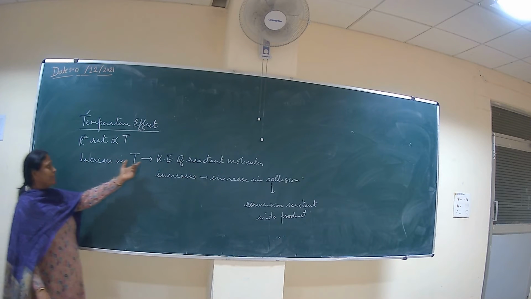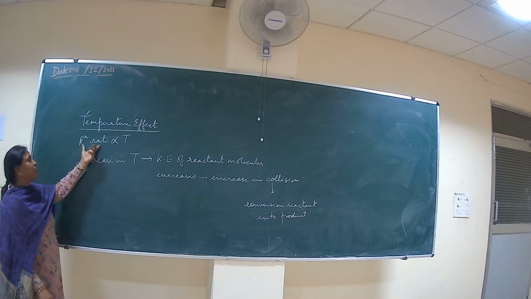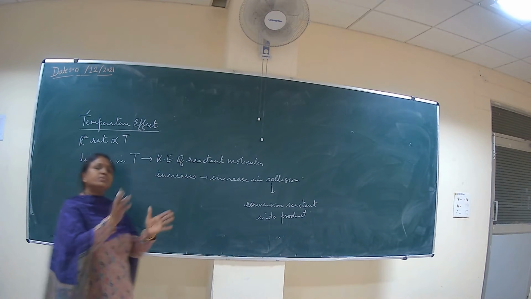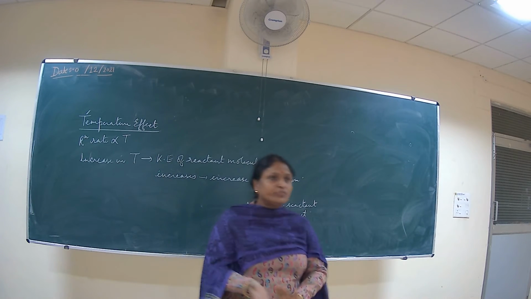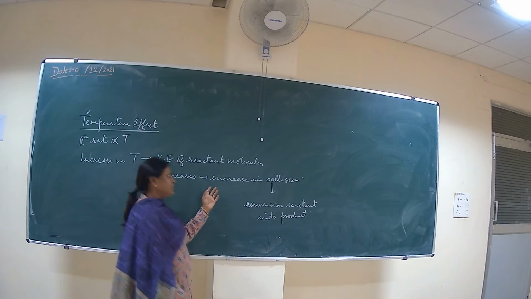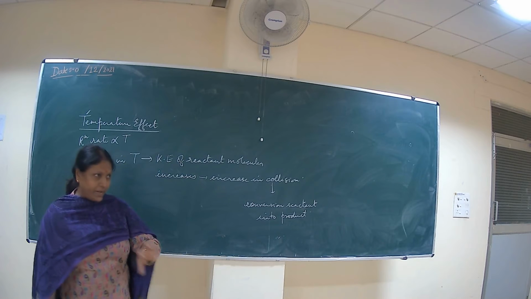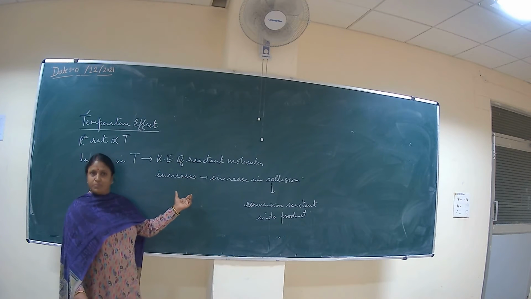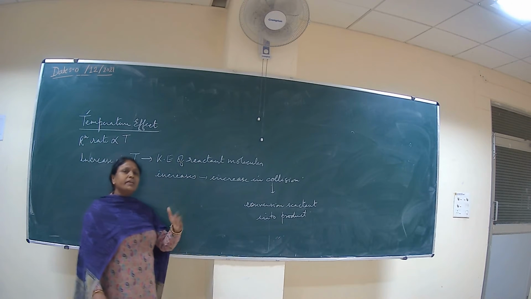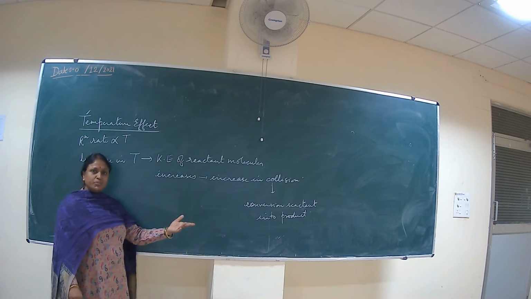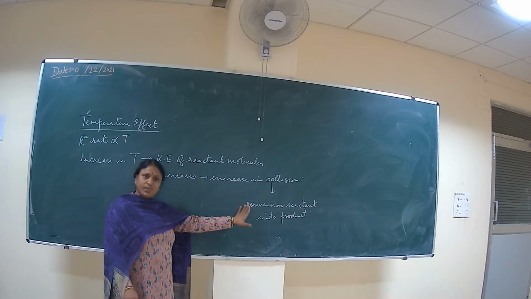So because of the increase in the kinetic energy, the collision increases between the reactant molecules. Because of the collision, there is a breaking of the old bond and the formation of new bond. Because it is very necessary for the formation of the product that old bond must break and new bond must form. Okay. So the bond arrangement changes, and because of change in the bond arrangement, the reactant is converted into the product.